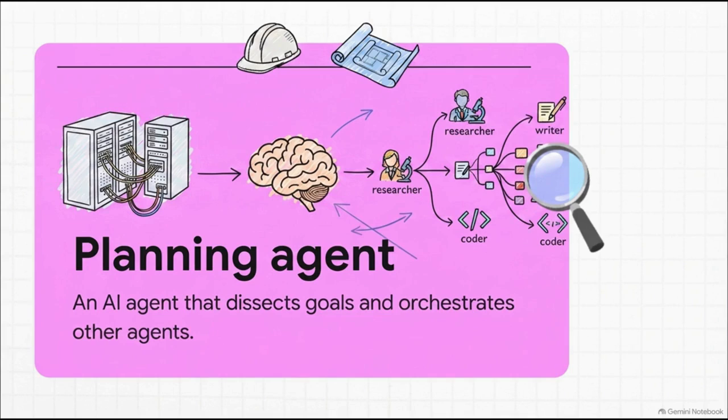Enter the planning agent. This is a specialized AI agent tasked specifically with dissecting goals and orchestrating the workflow of all your other agents. It's not the one writing the final Python script or drafting that marketing email. Instead, it sits a level above the fray. It's looking at the big picture. Honestly, setting up a dedicated planning agent is the ultimate fix for multi-agent chaos. It acts as the brain of your digital operation, making sure every single agent knows exactly what to do, when to do it, and who they're doing it for.